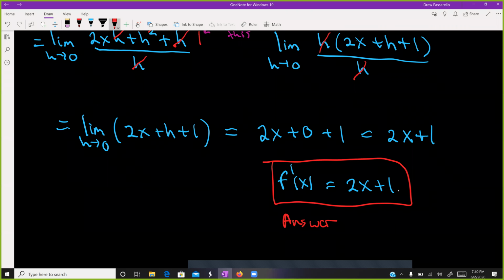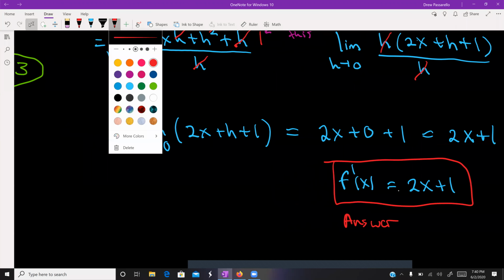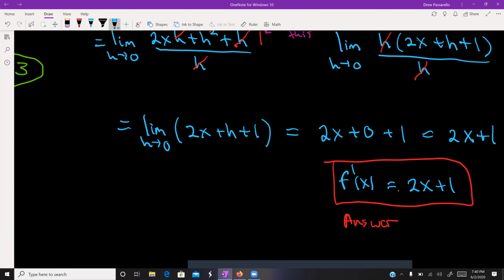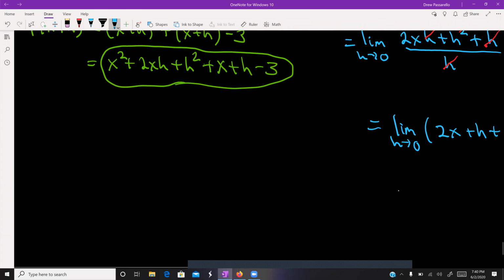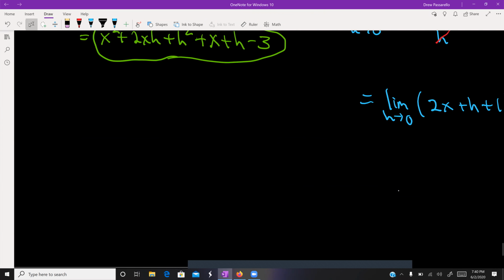All right, and I'll do another one, and this next one is going to be number 25 out of the textbook. So our function is going to be 1 divided by x minus 1. I'm going to be finding the derivative.